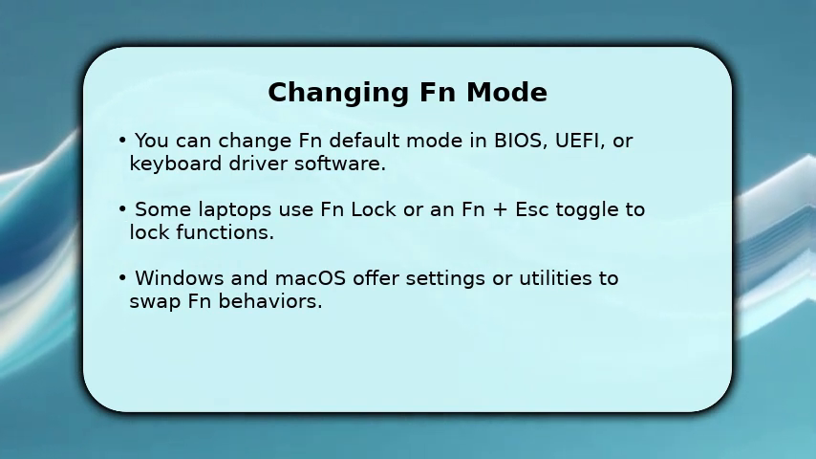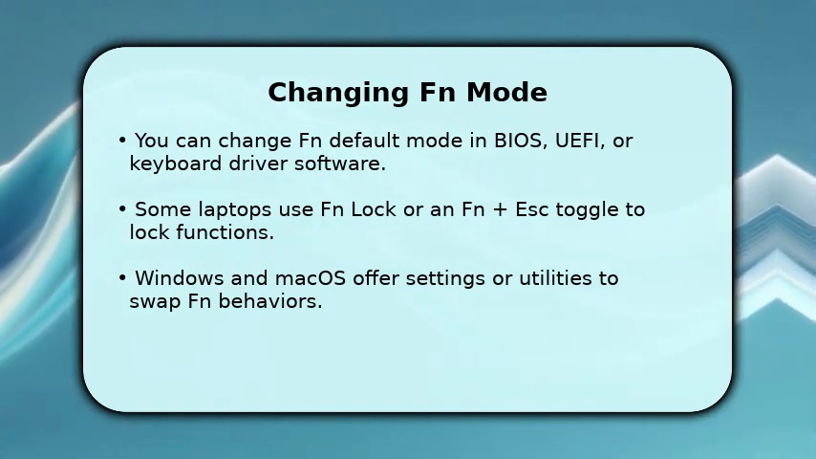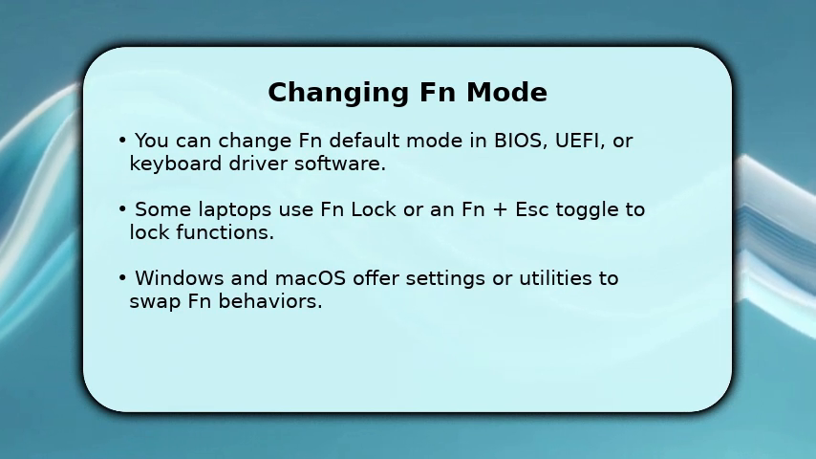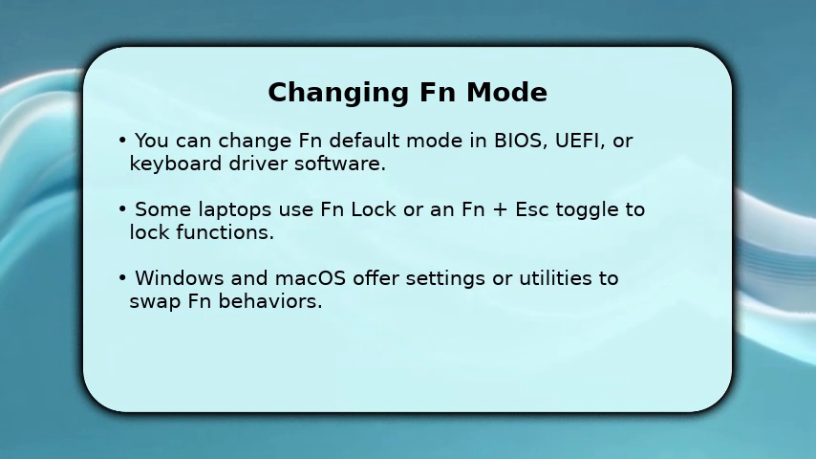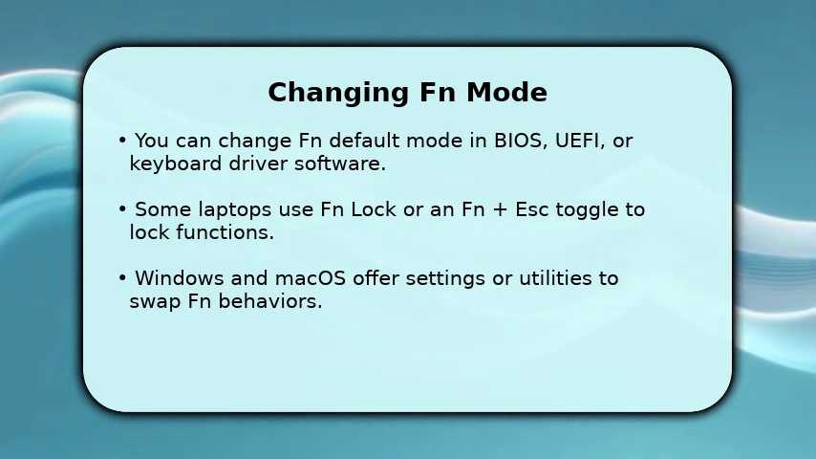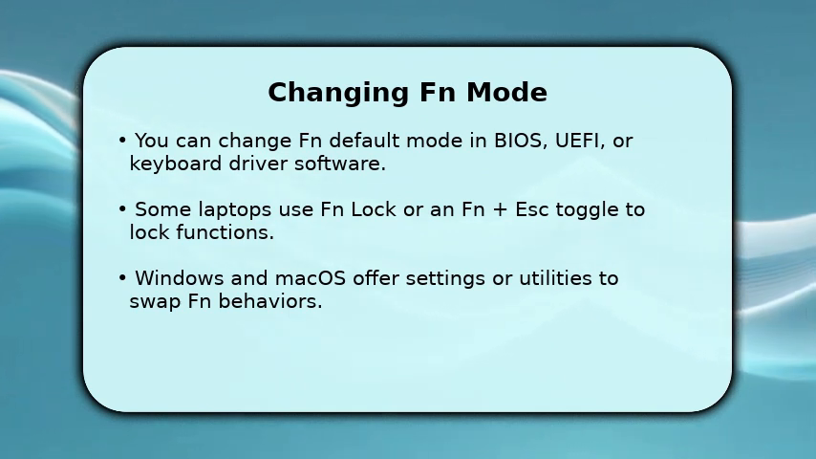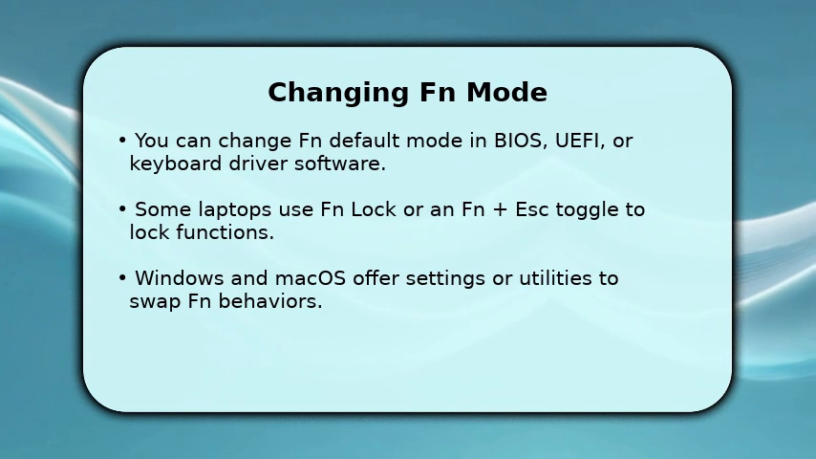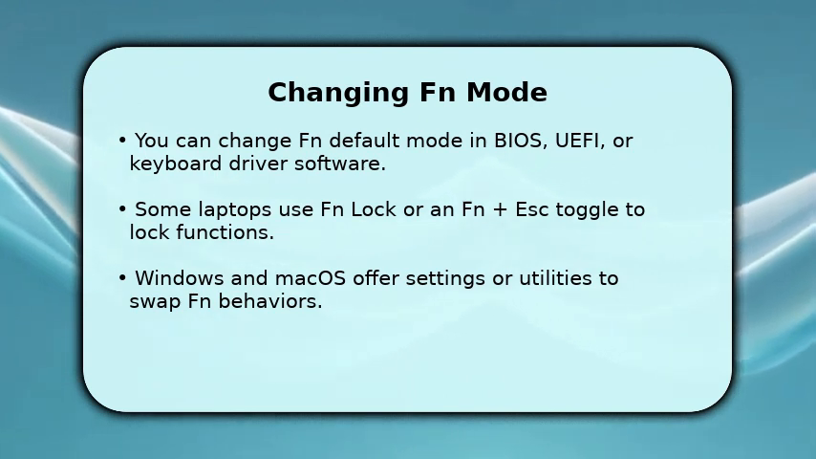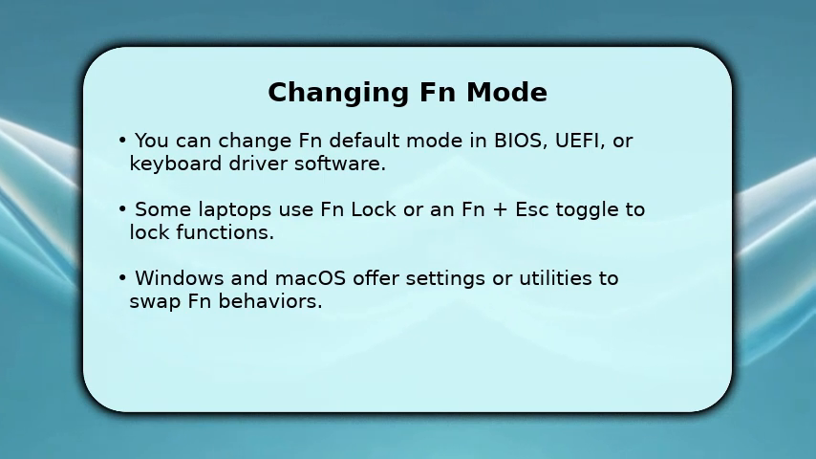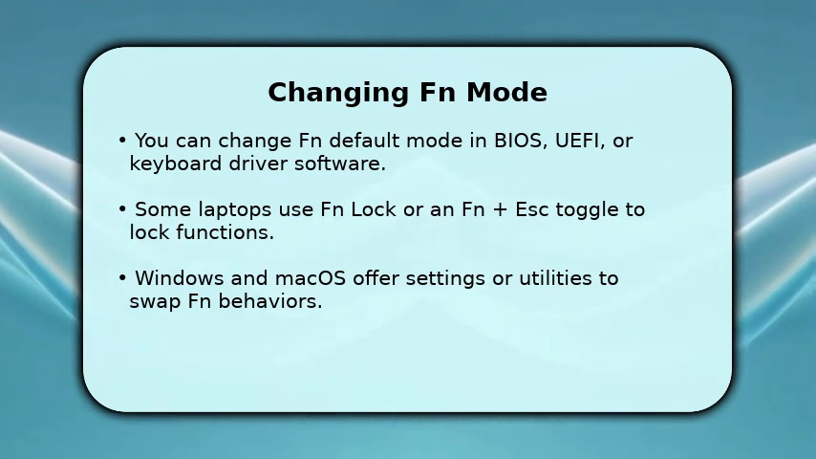Enter BIOS by pressing the manufacturer key during boot and look for action key settings. Some laptops include an FN lock key or use FN plus ESC to toggle lock. In Windows, manufacturer utilities or the registry can swap behaviors for FN keys. On Mac OS, System Preferences lets you choose whether F1 through F12 act as standard function keys. Always save changes and reboot to apply new FN settings.